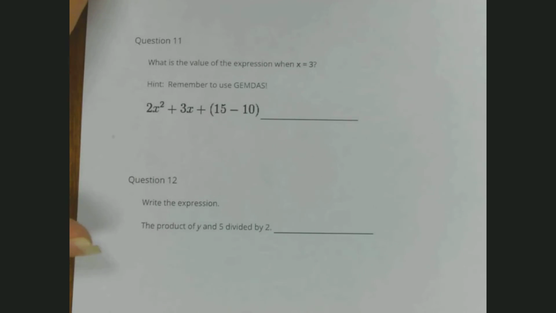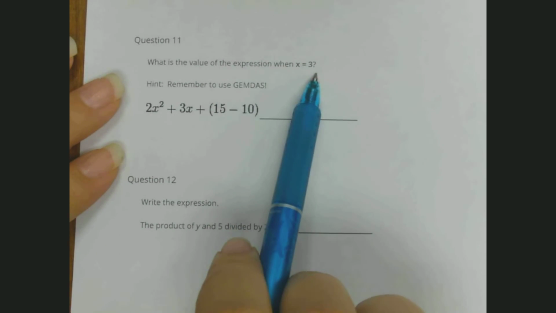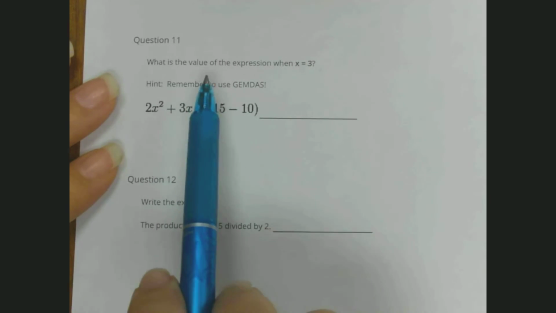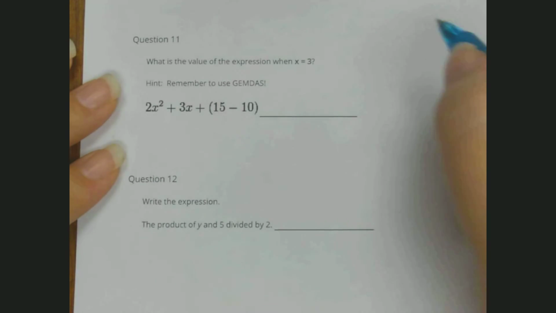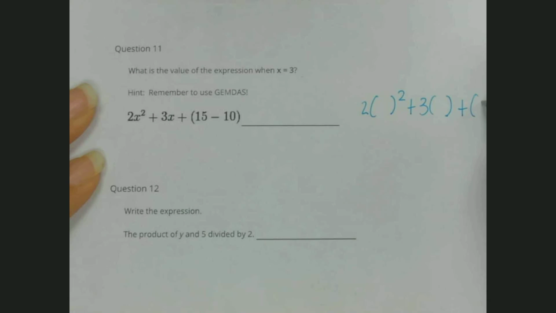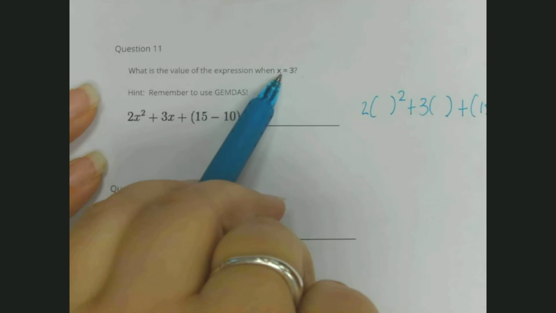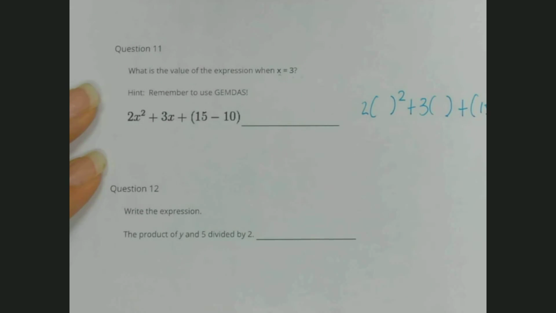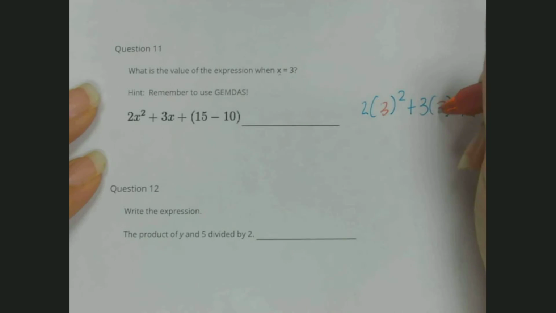All right, number 11. This is getting into the review problems. What is the value of the expression when x equals 3? And there's a hint. Remember to use GEMDAS. So I taught you to always put parentheses wherever there is an x, so that you remember to do the order of operations. Then plug in what x equals. X equals 3. So everywhere there's parentheses, you put a 3.